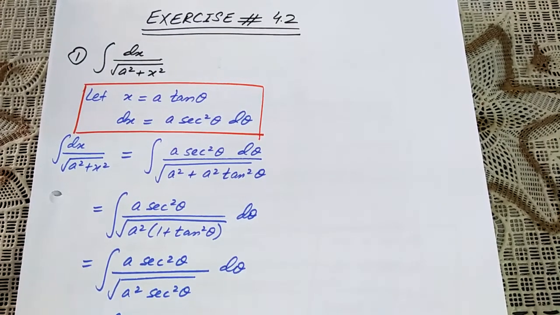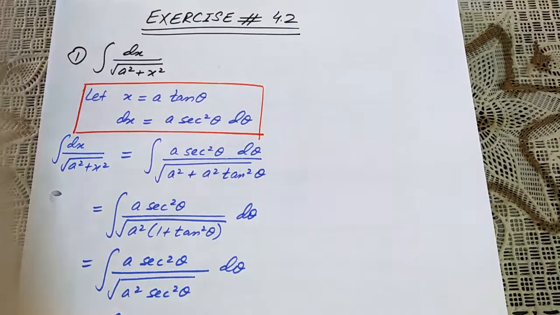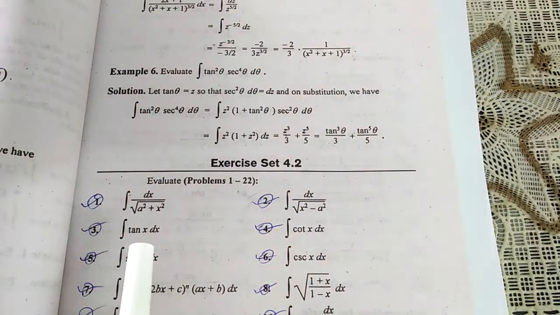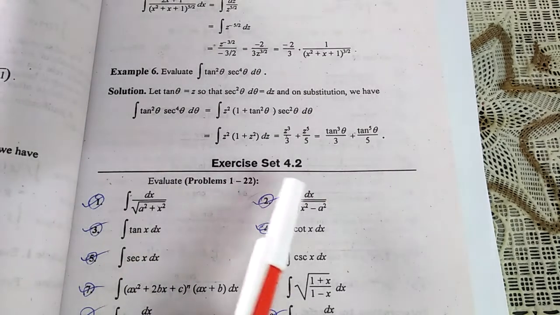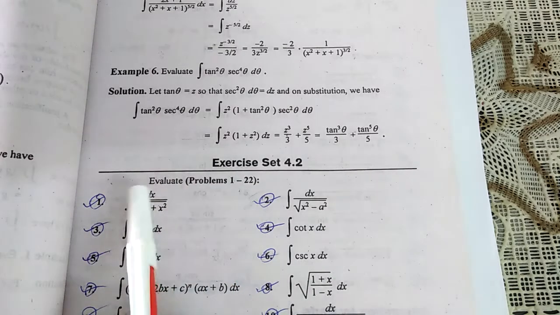Exercise 4.2 of Calculus with Analytic Geometry, written by SM Yusuf. Previously, we have already done exercise 4.1. Now we have to do exercise 4.2. Exercise 4.2: evaluate problems 1 to 22.